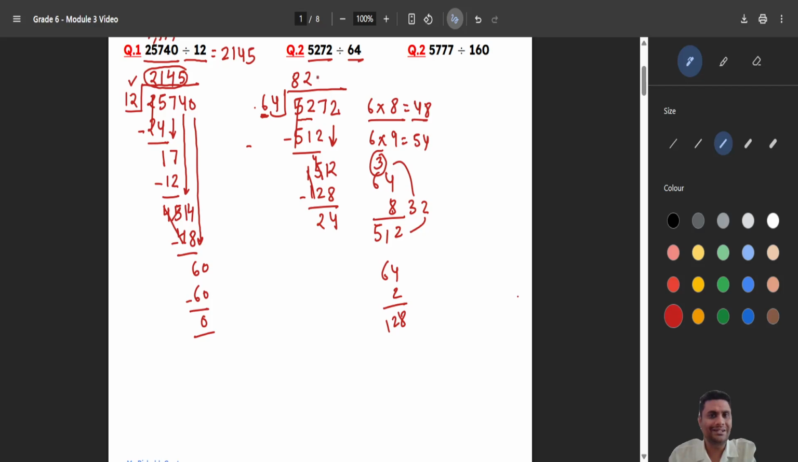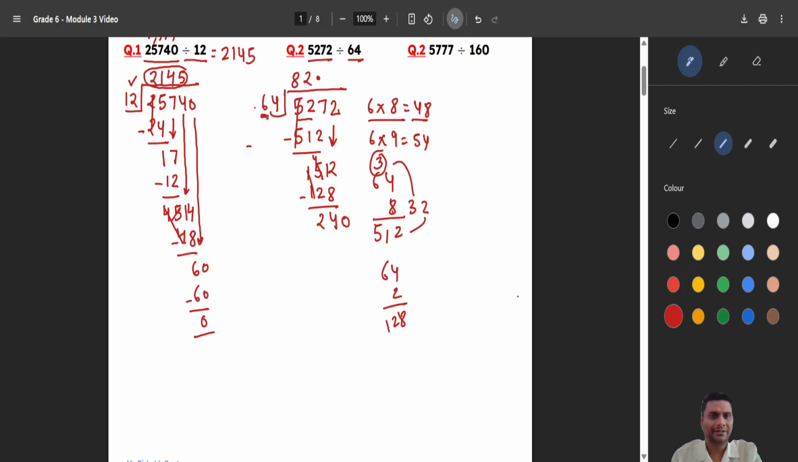You can put a decimal in the answer. Why? Because the decimal gives you the power to put a 0 here. Why did I put the 0 here? Because the 24 was smaller than 64. Yani I cannot divide. So to make it bigger than 64, I needed a 0 here. And how did I get the 0? By using the decimal in the answer that I have put. Okay? The decimal gives you the power to put 0.